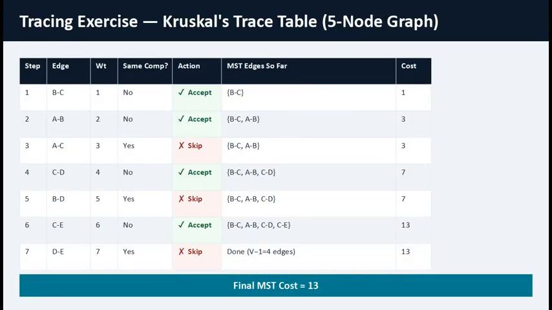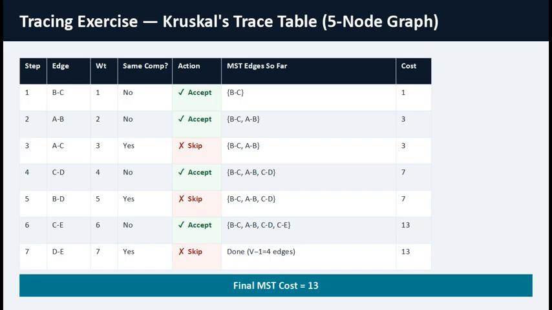This slide gives you a complete, step-by-step trace table for Kruskal's algorithm on our 5-node graph, the kind of table you might be expected to produce on an exam. Work through each edge in sorted order, ask yourself whether the two endpoints are already in the same component, and record your accept or skip decision along with the running cost.